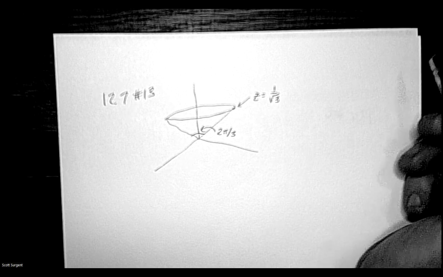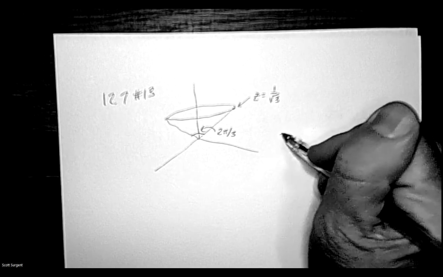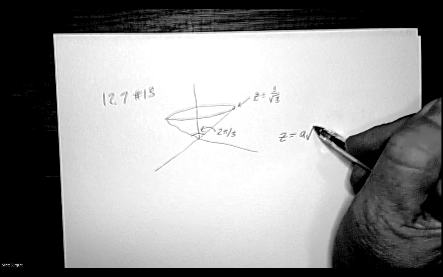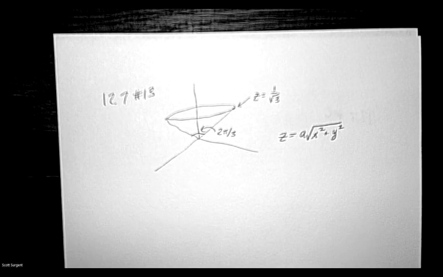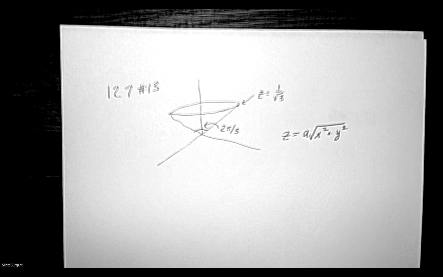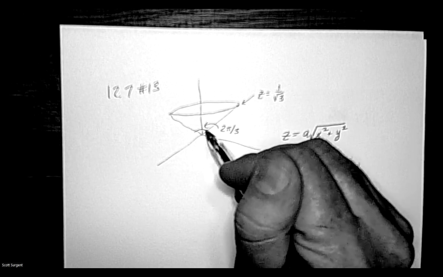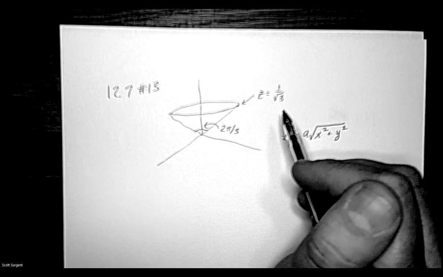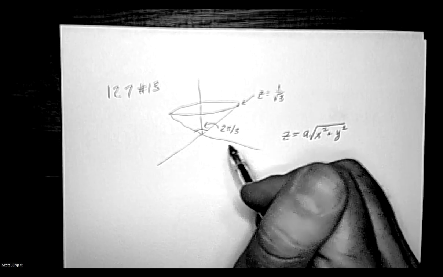We need to figure out the equation of this cone. A cone is going to be z equals some value of a times the square root of x squared plus y squared. I could probably figure this out just using trig. Let's do this. Yeah, that's what I'm going to do.